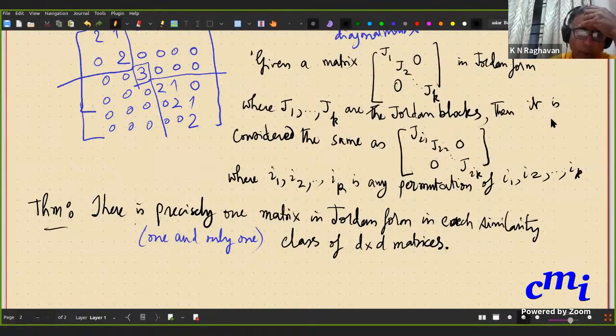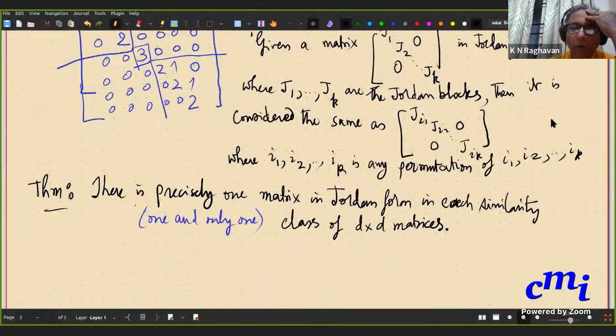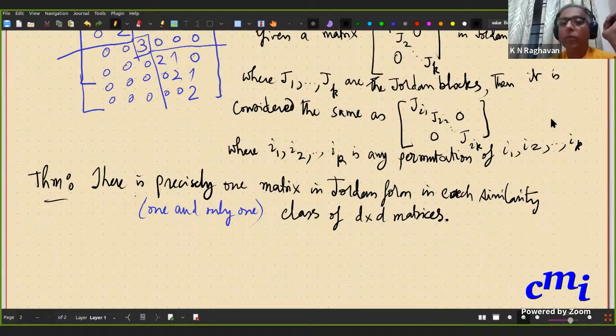So that statement is a very special case of this theorem. Okay, so now I want to talk about the proof of this theorem. How would you go about proving this?